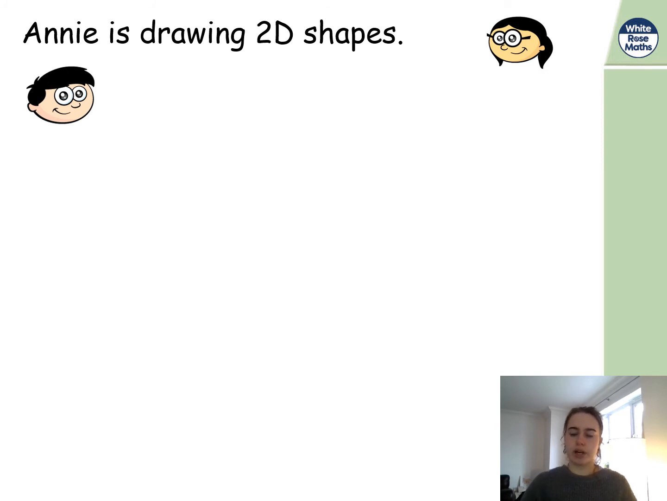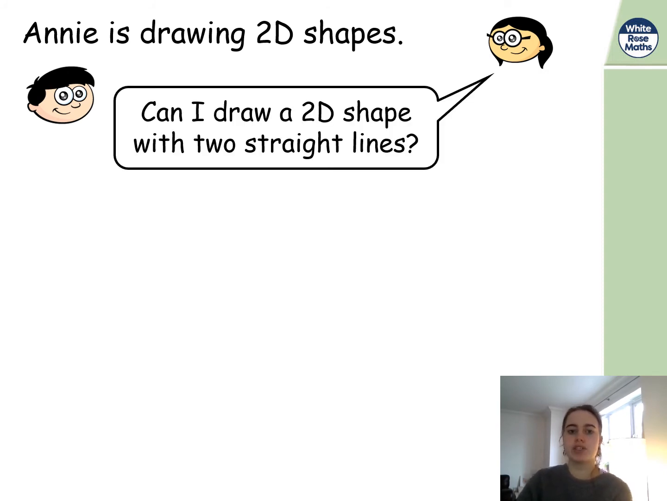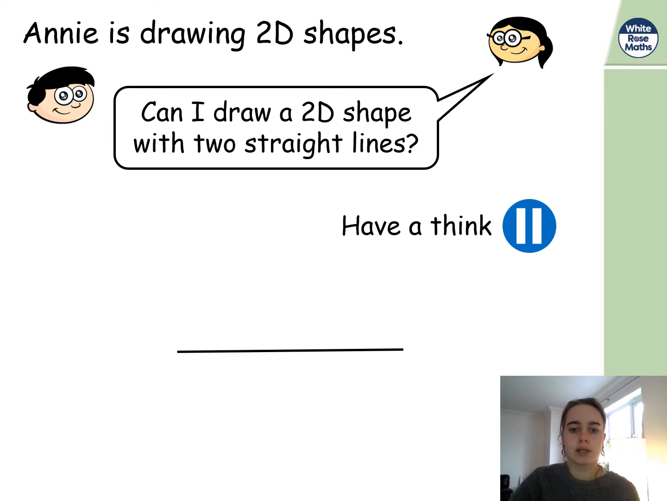Annie is now drawing 2D shapes. She thinks that she can draw 2D shapes with 2 straight lines. What do you think? Correct or not? Here's 2 straight lines. Is that a 2D shape? Nope.